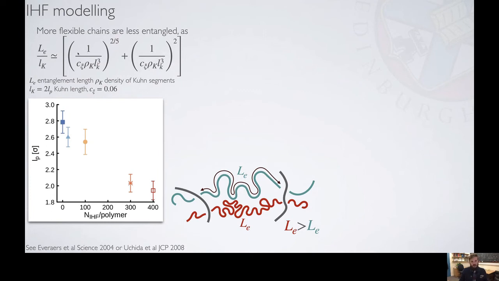Now there is a phenomenological formula, given in this paper by Uchida and Everaers, that connects the entanglement length to the Kuhn length, which is basically twice the persistence length.